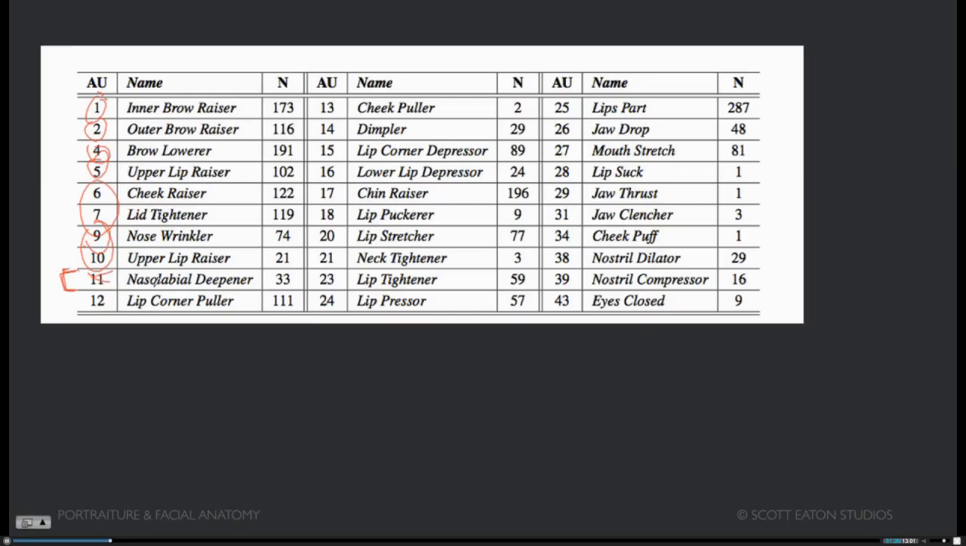Lip corner puller. Yes, definitely. That's your big smile. Cheek puller, that's the really silly one. That's the caninus muscle. So I'm going to say no. That one's another hard one to really differentiate between 12 and 13. So ignore 13 for now. It's rare. Dimpler, absolutely. That's the buccinator. Lip corner and lower lip depressor, yes. Chin raiser, yes. Those are the big ones that we've talked about.